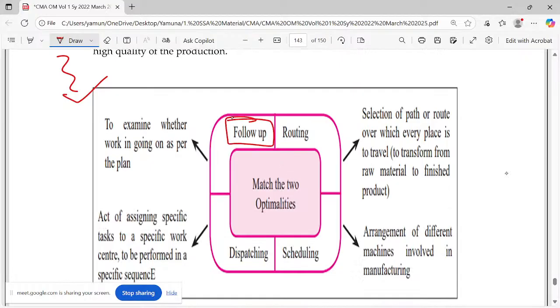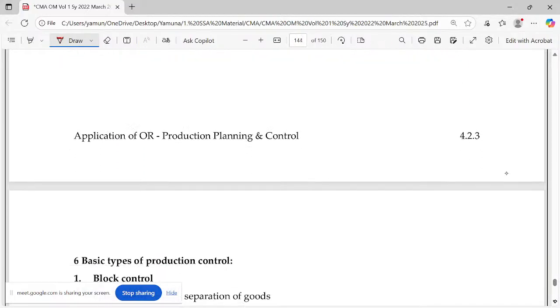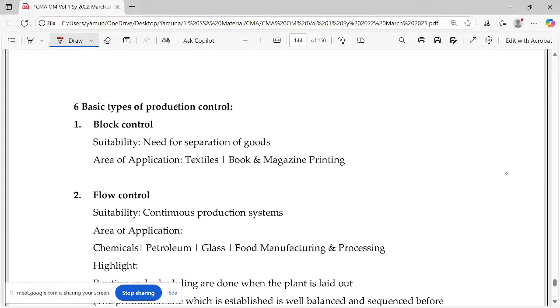So you go for follow up, which means whether work is going on as per the plan. Routing, in which you select the path, which one has to go to which place and other things. Dispatching is how you're going to assign the work. And scheduling, assigning different machines involved in the manufacturing process. Yeah, I have to involve all this. Please make a note of this. We have already discussed this one.